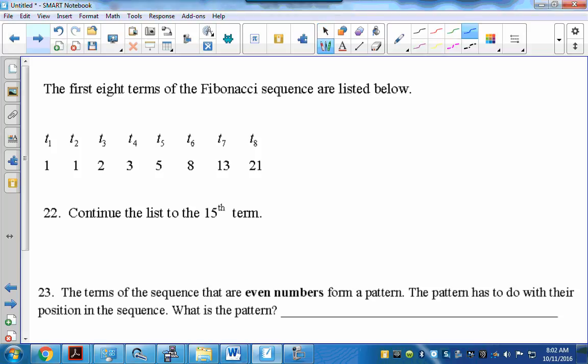This was one that we did in class, and again, you can just look at your notes. Continue to the 15th term. Okay, so we're adding, right? So we need T sub 9, T sub 10, T sub 11, T sub 12, T sub 13, T sub 14, and T sub 15. And we're adding these together to get the next term. So 34, 55. Okay, and again, you can be adding here, so I don't have any problem with that. This is what, 89. Use your calculator if you have to.